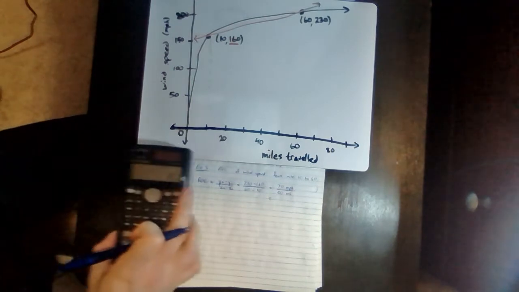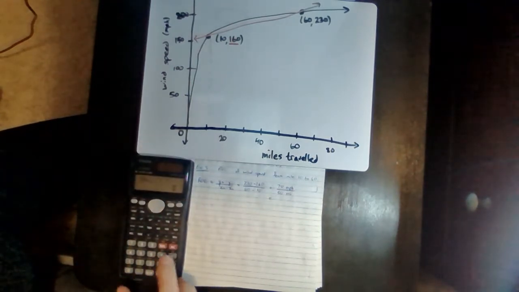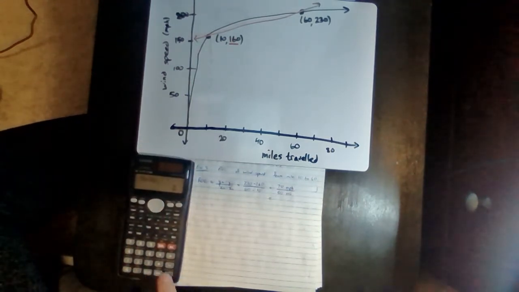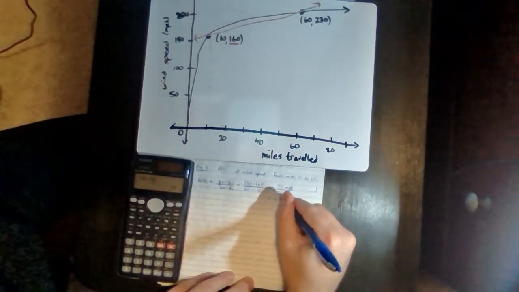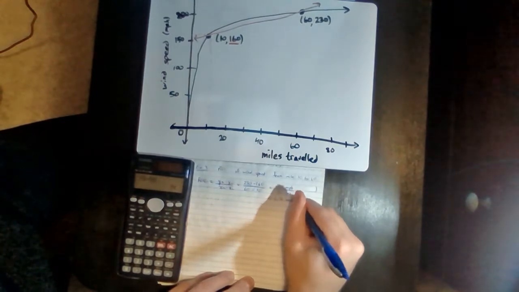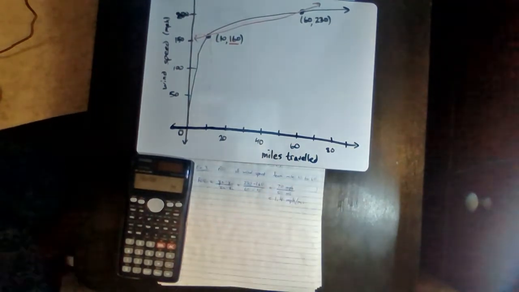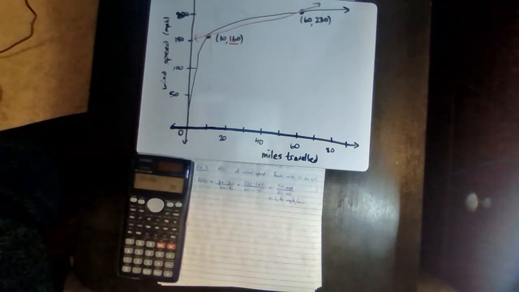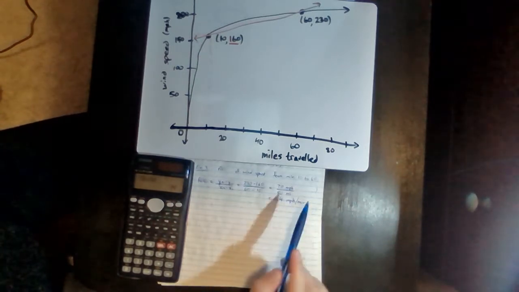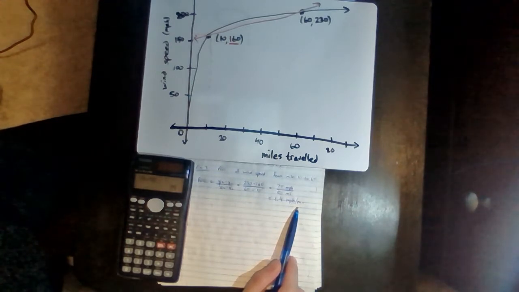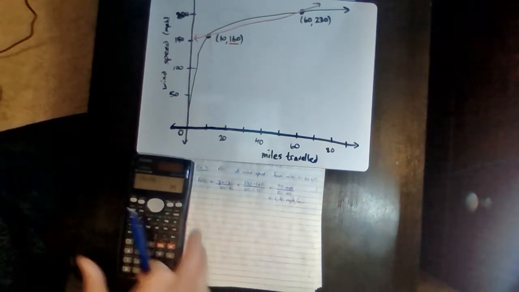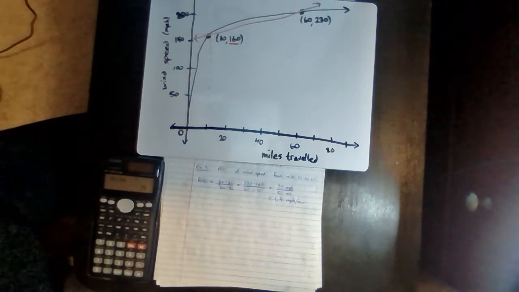70 divided by 50, or 7 over 5, gives us 1.4 miles per hour divided by miles. Some of you who've taken physics will be a little more used to units canceling out. This is completely acceptable for us to write. We're not as concerned about units in this case. We're more concerned with this concept of rate of change.